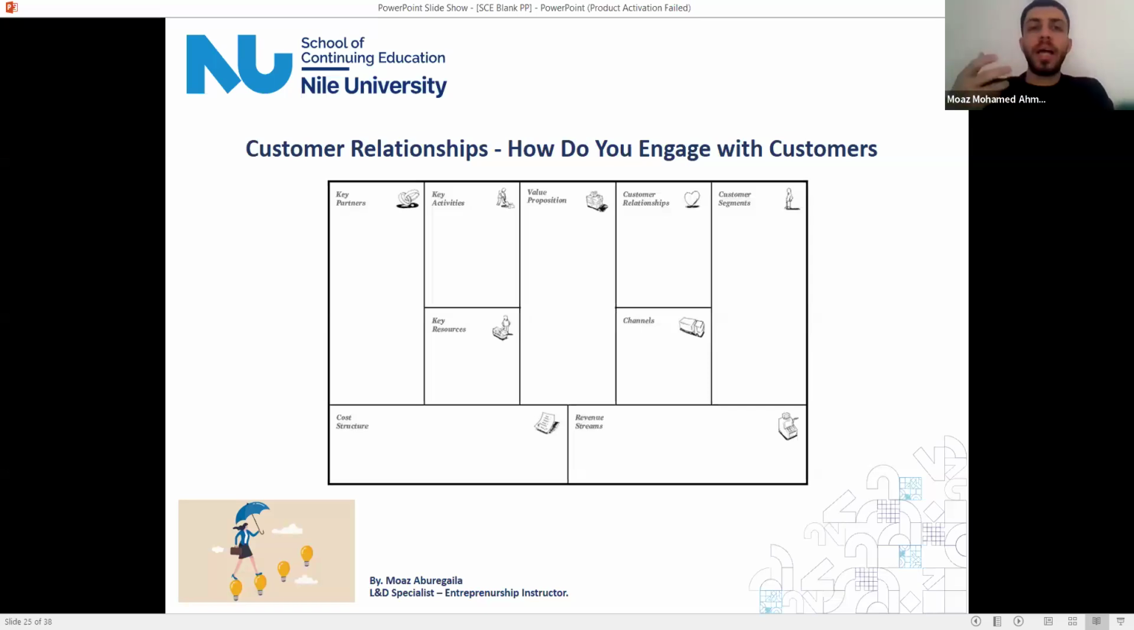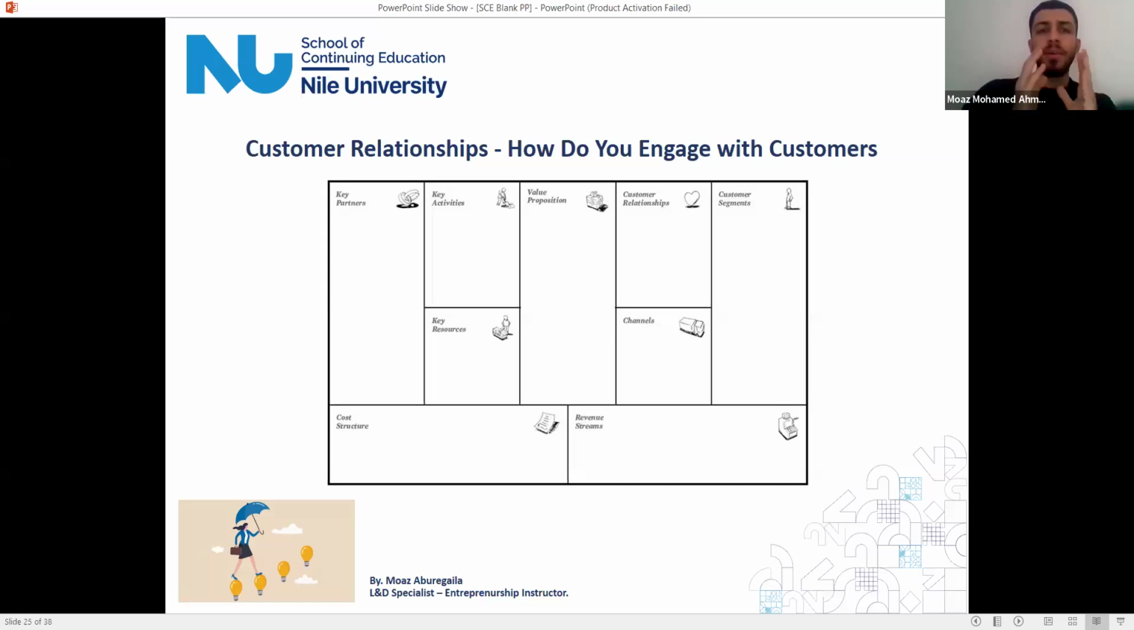So what types of relationships do you want to build with your customers? And how do you want your customers to feel about your brand? So how to build an emotional connection. Customer relationships could be defined as the ways you interact with customers throughout their journey with your business.